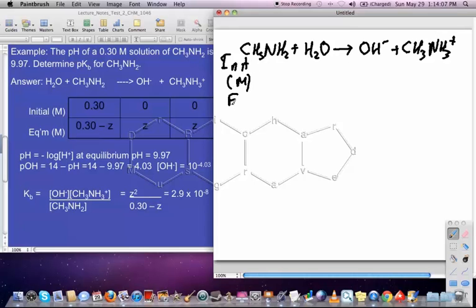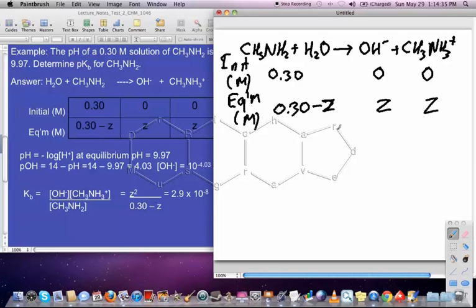We've got initial concentrations, we've got equilibrium concentrations. Initial concentration is 0.30, that's 0, and that's 0. Equilibrium, 0.30 minus Z, and this will be Z, and this will be Z. Now this is the same as what we dealt with the Ka. When this reacts with one water, we're going to get one of these and one of these. And what that also will mean is this will go down by 1, but these will go up by 1, and this will go up by 1.